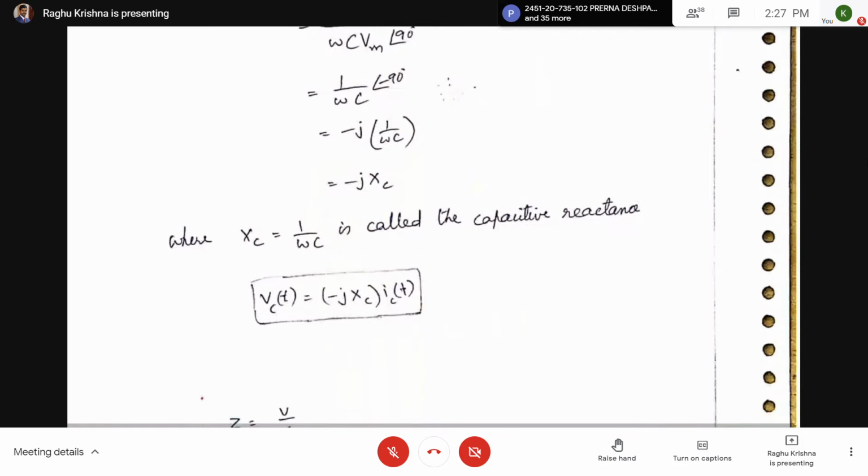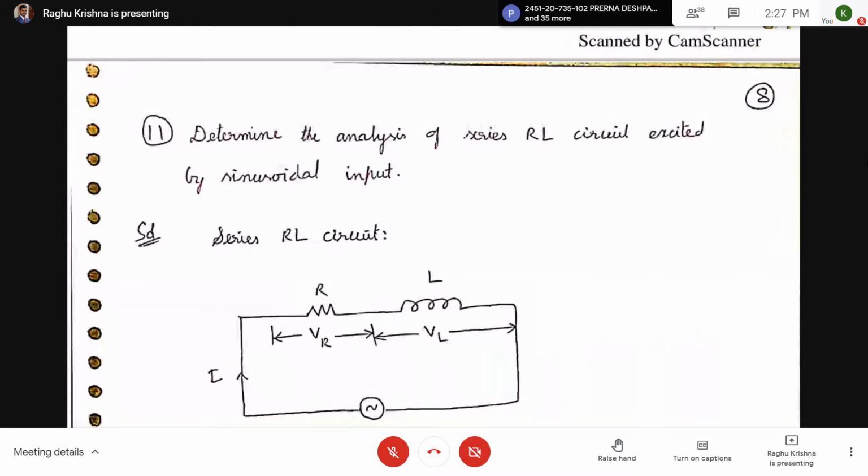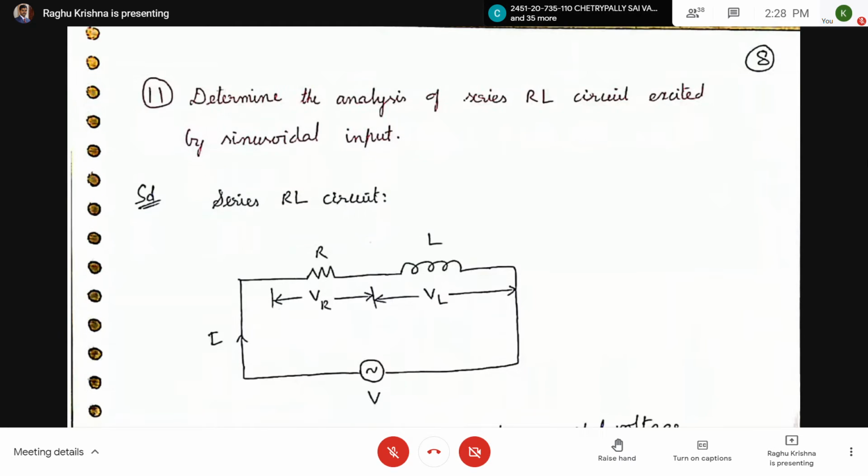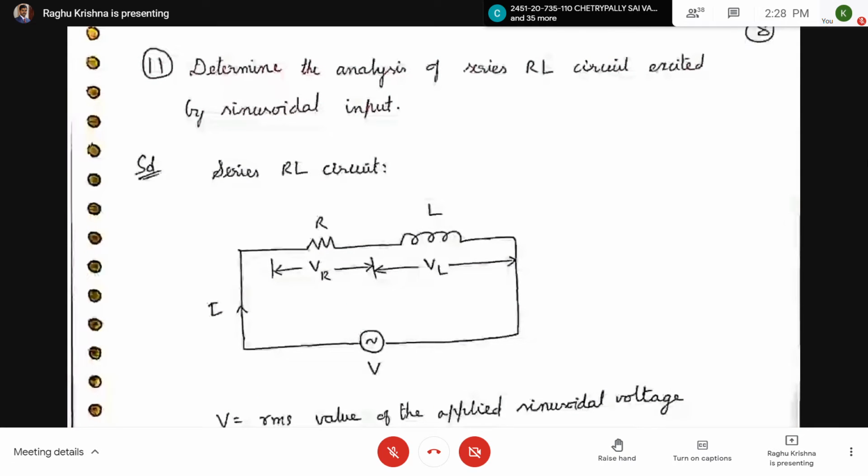So next, determine the analysis of a series RL circuit excited by a sinusoidal input. So we are going to take the RL circuit. For the RL circuit, some part of the energy is dissipated in the form of heat, and some energy is exchanged between the inductor and the source.